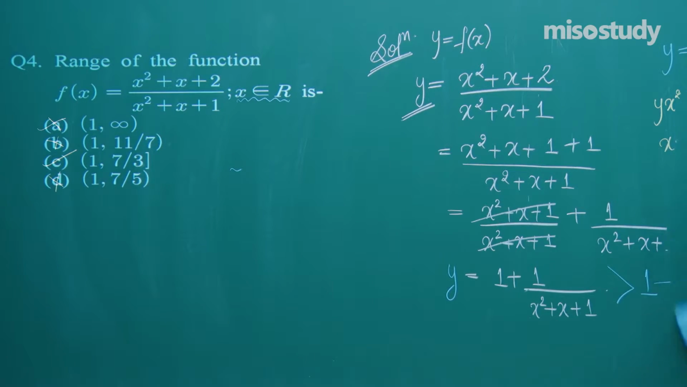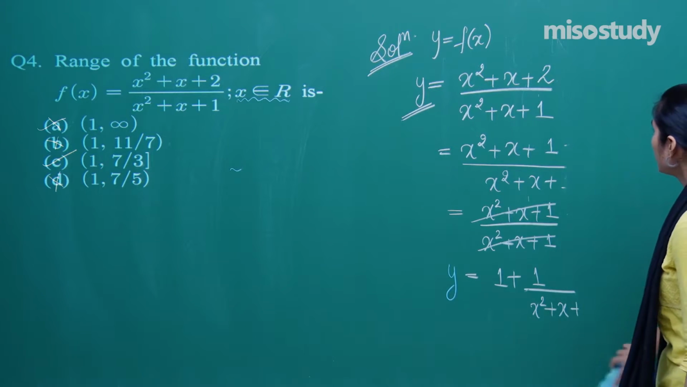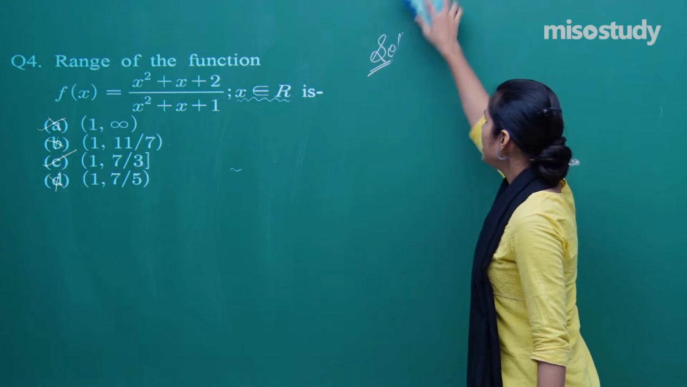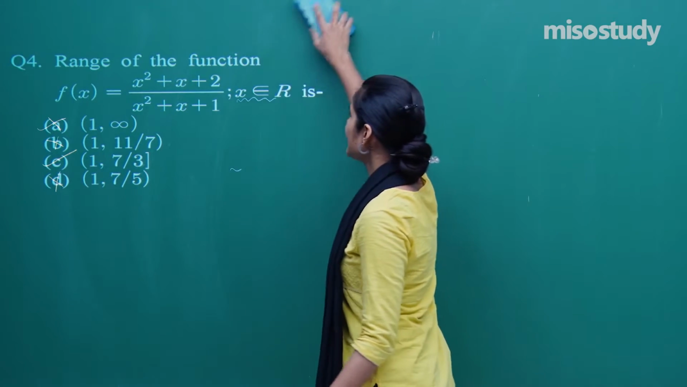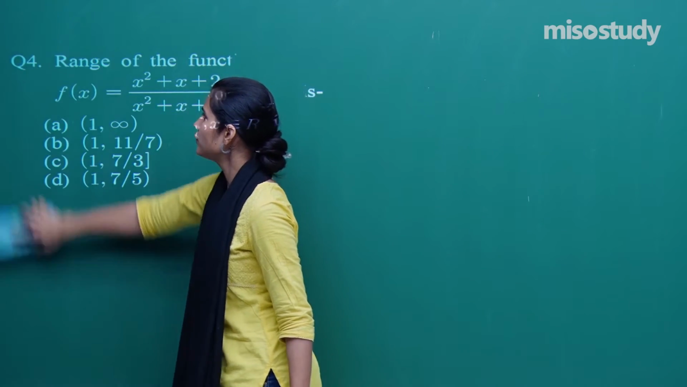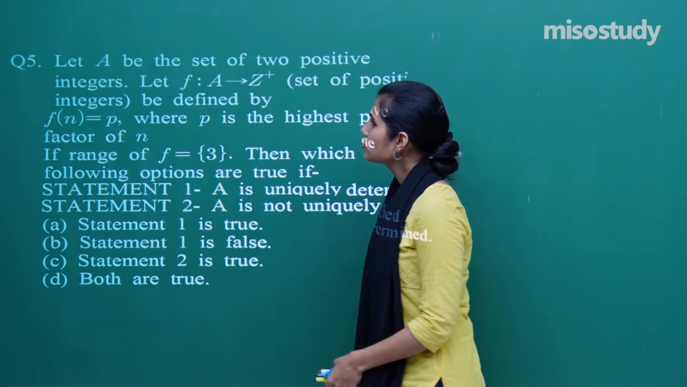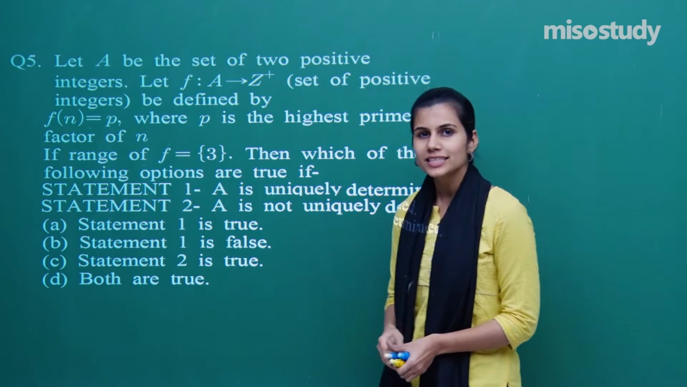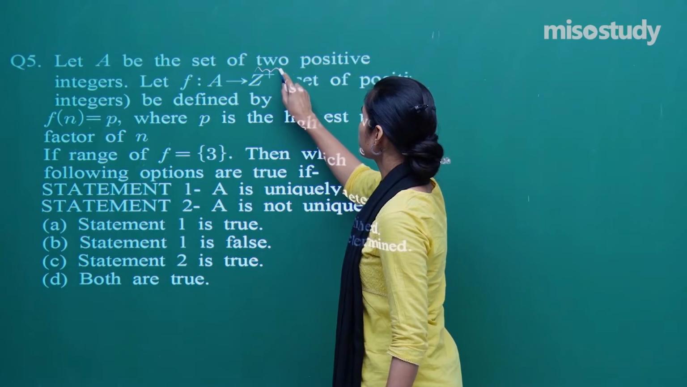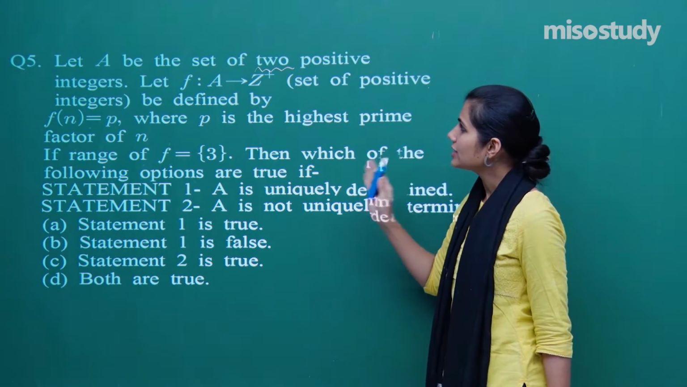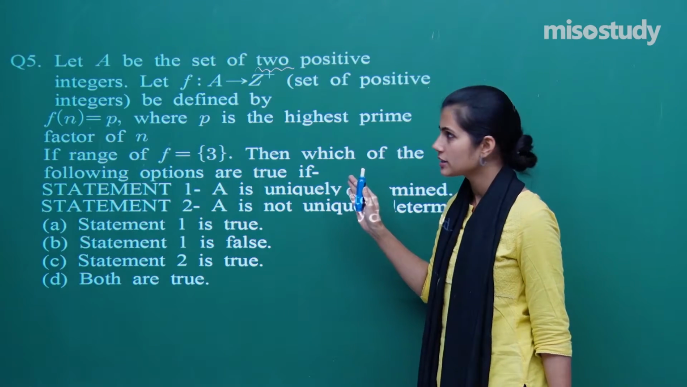Having understood how I, using the algorithm, found successfully the range of this function, let us now begin understanding what is the demand of the 5th question for us. It is trying to say that let A be the set of 2 positive integers. I don't know which are those 2 positive integers. A is just the set of 2 positive integers.